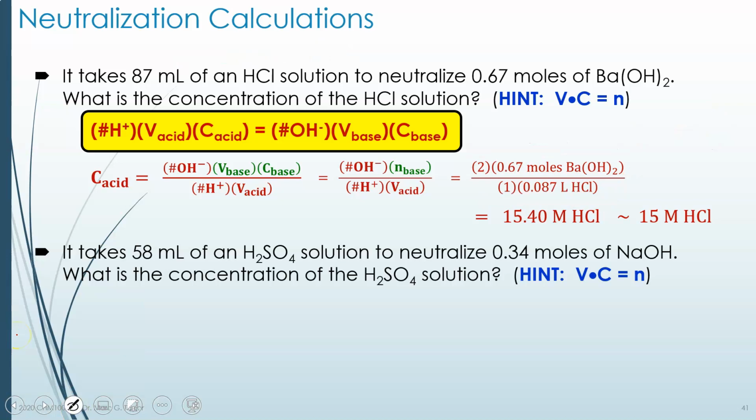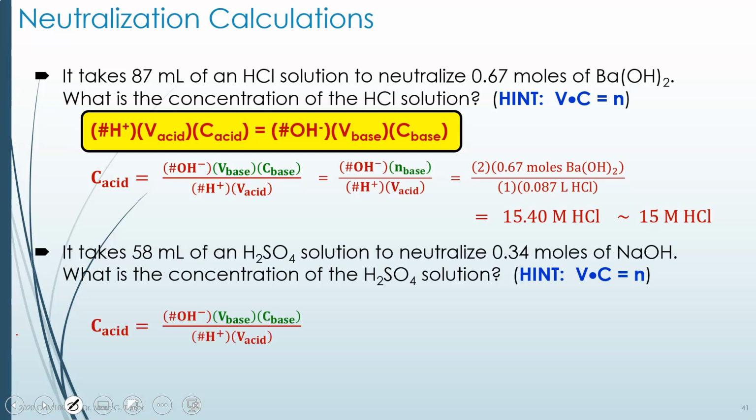Let's look at the last problem. It takes 58 milliliters of a sulfuric acid solution to neutralize 0.34 moles, okay, so again we have moles and we have milliliters, so you immediately should be thinking, oh, I need moles and liters instead. Okay, 0.34 moles of sodium hydroxide. What is the concentration of sodium hydroxide?